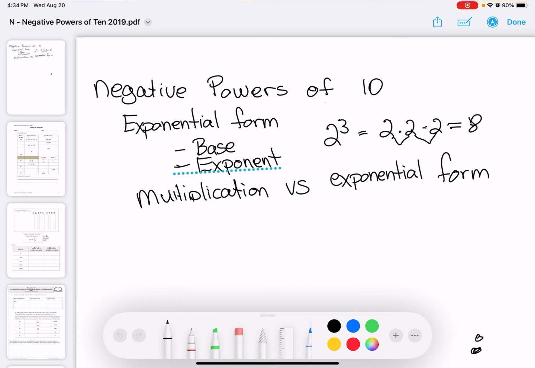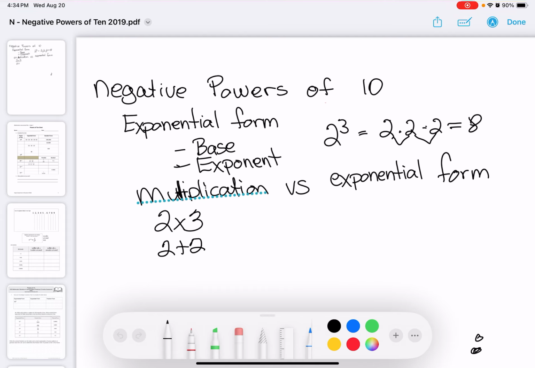So a quick reference: what is the difference between multiplication versus exponential form? When we're multiplying, we're actually doing repeated addition. So let's again look at 2 to the third power. In multiplication, we would write 2 times 3. That means 2 plus 2 plus 2. 2 plus 2 is 4, plus 2 is 6. And we know that 2 times 3 is also 6.